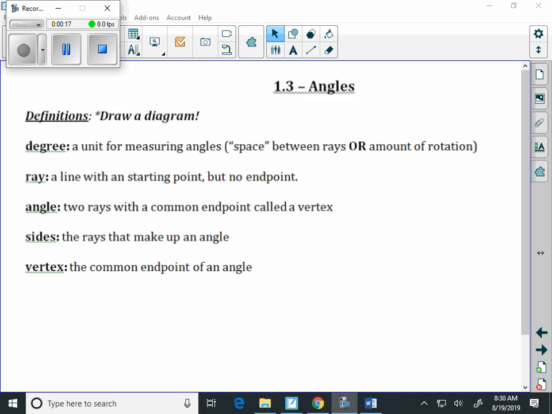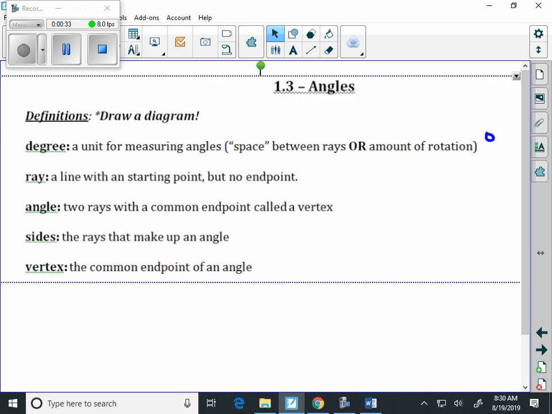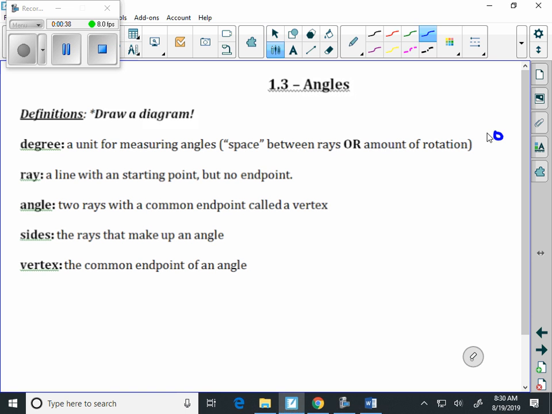The first one says a degree. And typically you're used to seeing degree. It's a unit for measuring angles. And what it is, it's a little circle up at the top. So it looks like that. I'm probably better if I say something like 45 degrees. 45 degrees. That little symbol right there indicates the degree.